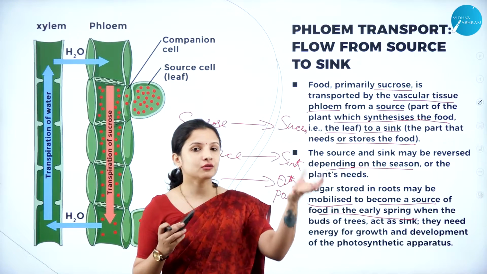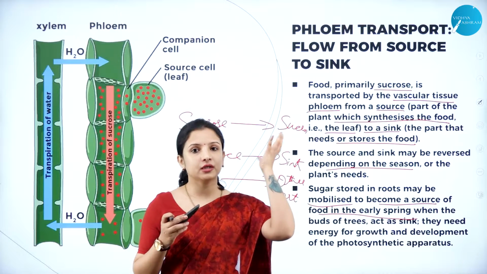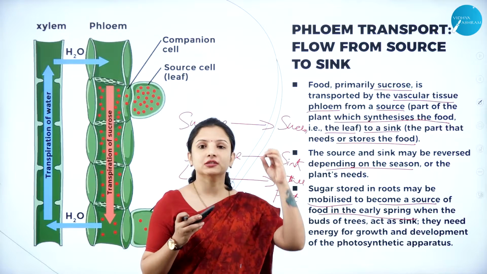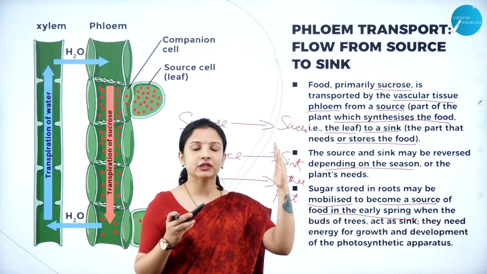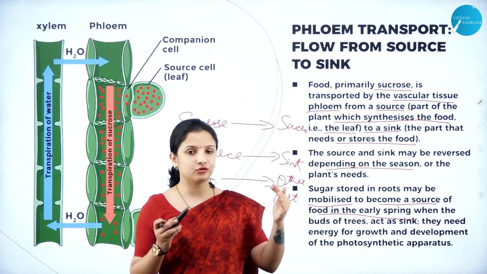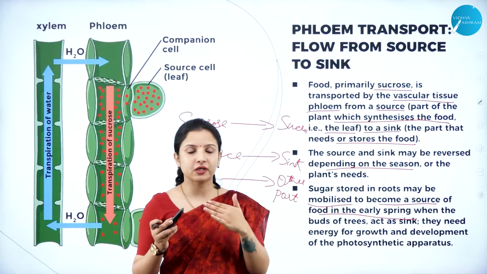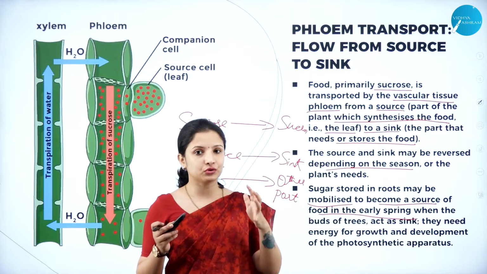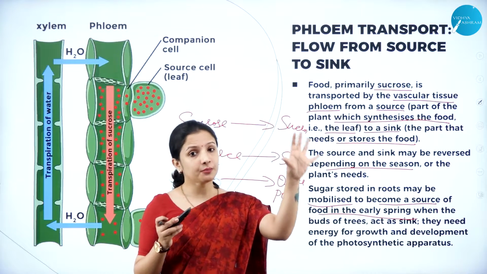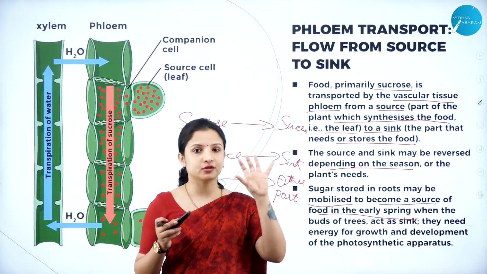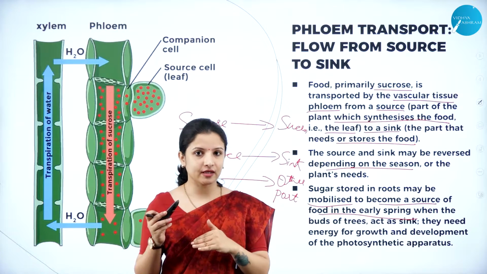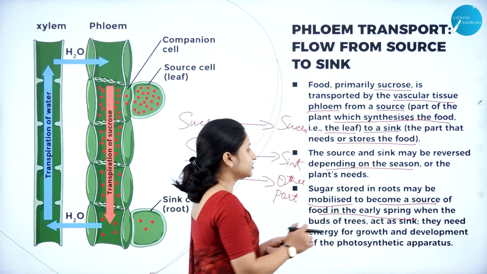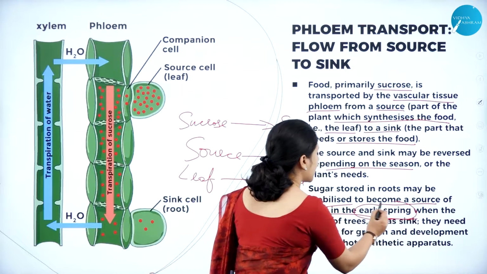So sucrose is formed in the plant leaf. During photosynthesis, the leaves synthesize glucose, and that glucose gets converted into sucrose and is transported to different parts of the body, including the root. So when I am talking about sucrose, the plant leaf is the source and the root is the sink. Sometimes what happens in the early spring season?